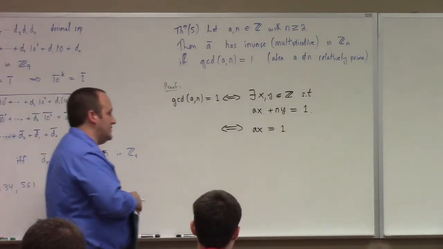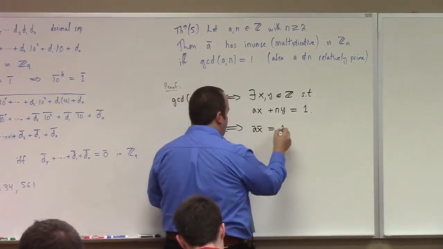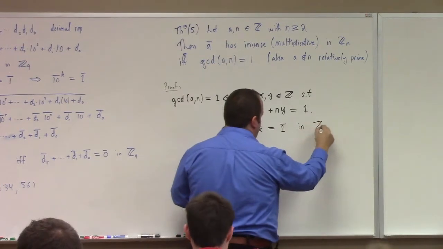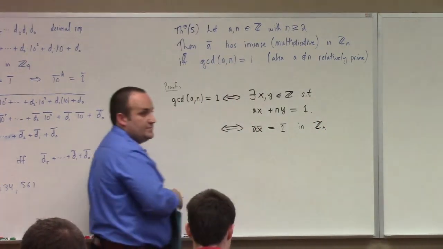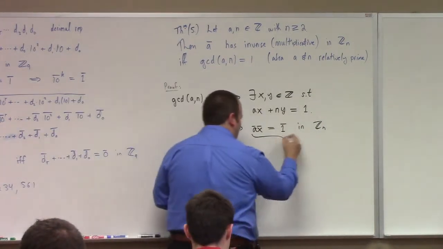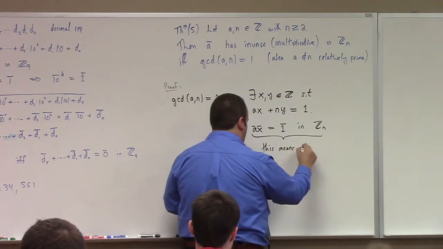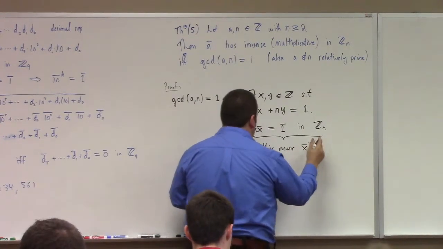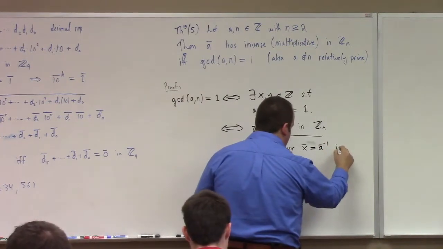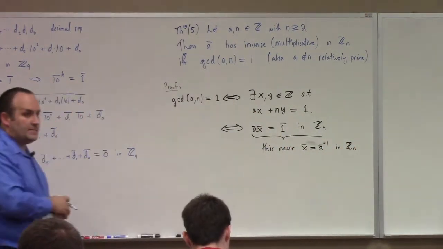Or let me use a better notation. That's true if and only if a bar, x bar is equal to 1 bar in Zn. This last thing I wrote means x bar is equal to a bar inverse in Zn. All right. In other words, x is the multiplicative inverse of a bar.